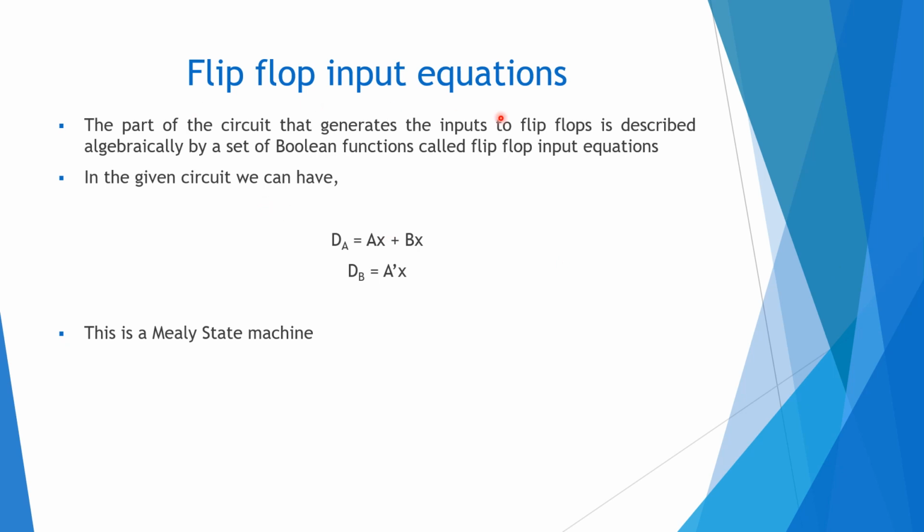So these are the flip flop input equations. Since we are using a D flip flop, the next state is the value of the present D input of the flip flop. That is dA equal to AX plus BX, dB equal to A bar X. So, as I told earlier, this is a Mealy state machine.